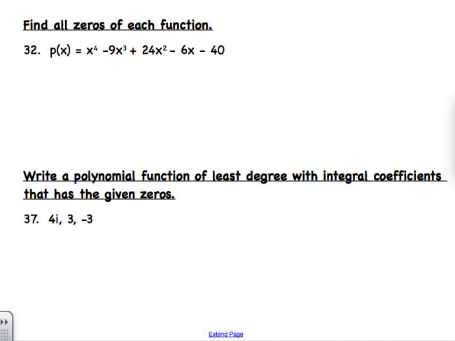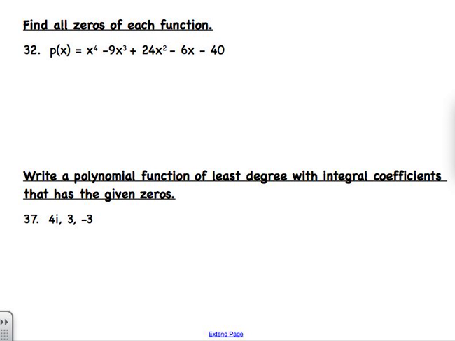The next thing we're going to tackle is number 32. We're going to find all of the zeros of each function. In 32, I can't factor it, so with x to the 4th, there has to be another way of breaking that down to x squared. Why do I want it as x squared? We can always find the zeros for a quadratic because we have the quadratic formula, or it might be something that we can factor. So how do we do that?